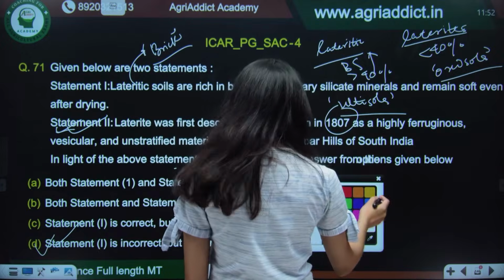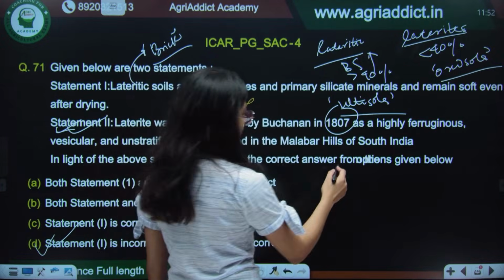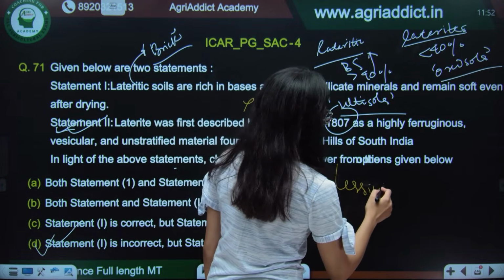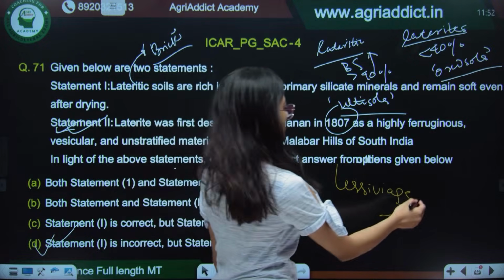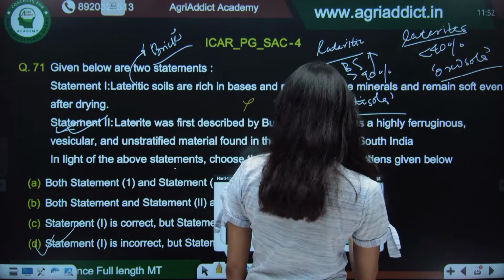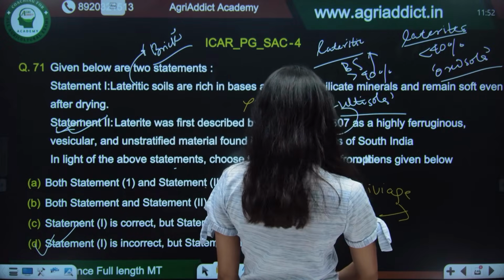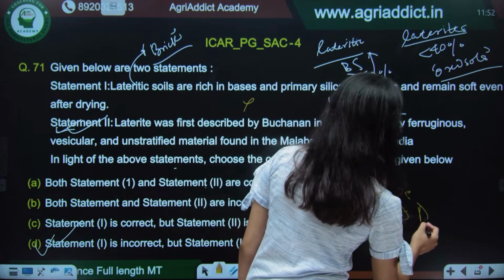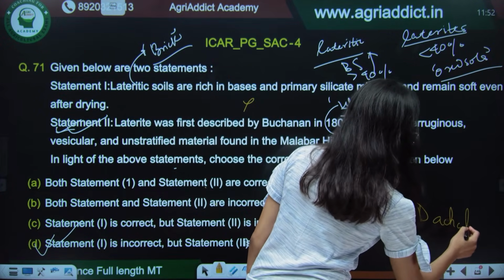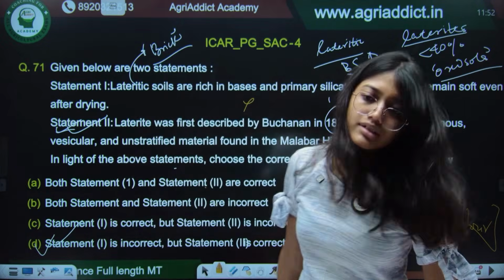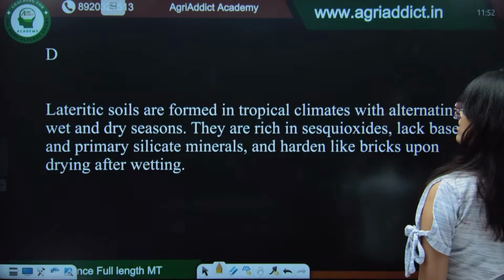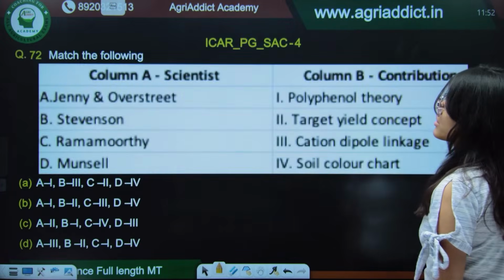Now, here again one term comes, that is lessivage. Lessivage means clay migration. It was given by which scientist? It was given by Dachafor. Sorry. Okay, lessivage clay migration given by Dachafor. So, who gave what terms? Please do remember. It comes in the examination. Okay. So, this is option number 2.